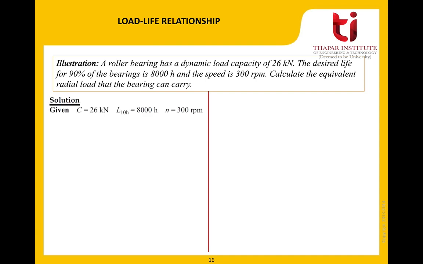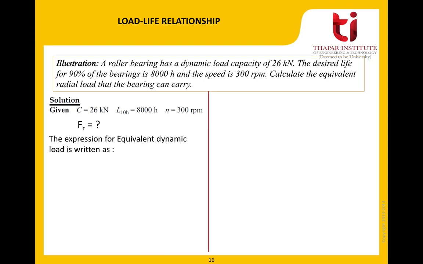As a standard procedure, it's always good to write down whatever is provided in the question. What is given to us is C equal to 26 kilonewton, where C denotes the dynamic load capacity. L10H, that is the rated life in hours, is 8,000 hours. N, which is the shaft rotational speed, is 300 rpm. We are asked to evaluate the equivalent radial load, or FR, which is unknown.